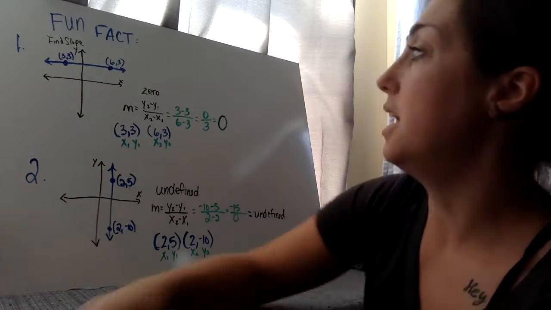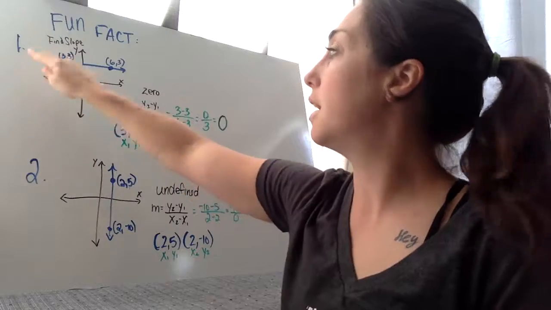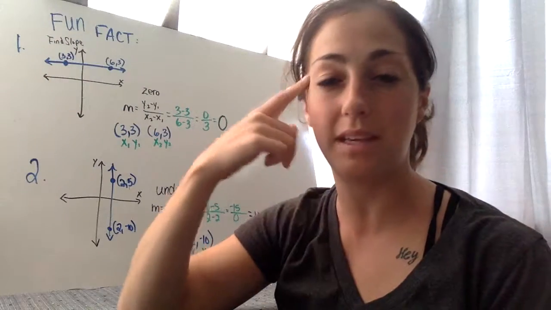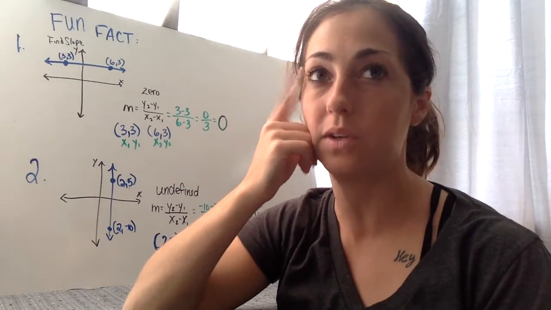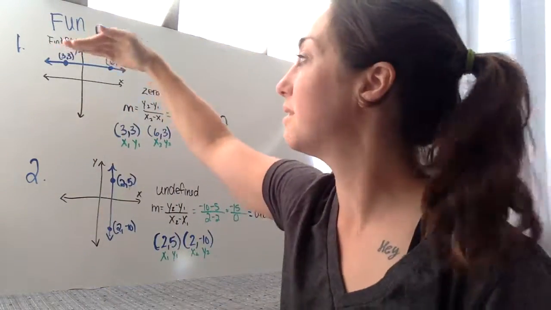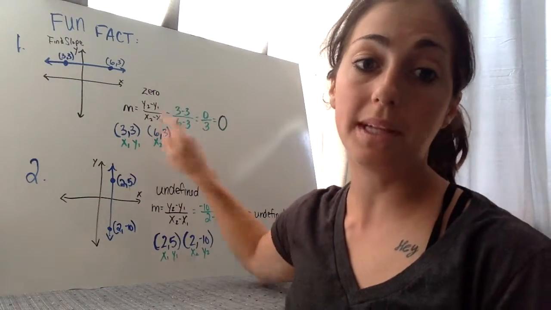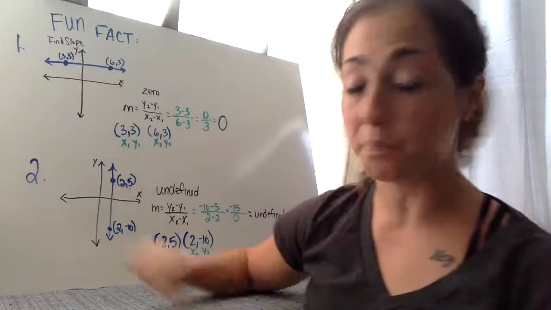Okay, fun fact. So if we have this coordinate plane, and I've got this horizontal line, you should be thinking, what kind of slope? Uphill, downhill, no hill, or die? There's no hill. It's flat. It's horizontal. So I should know my slope is 0. But let's use the points to check.